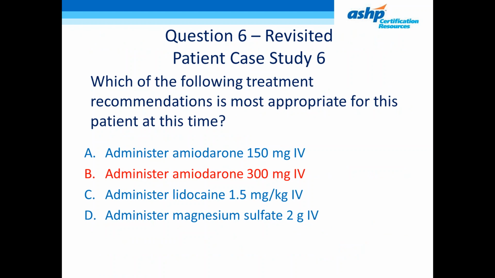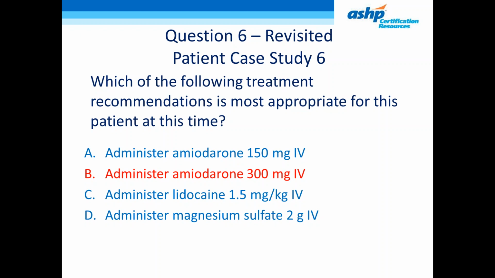Now, we said that for patients with pulseless cardiac arrest, the recommended dose is 300 milligrams IV. Therefore, option A is not correct. Amiodarone 150 milligrams IV should only be reserved for those arrhythmias that are being treated that still have a pulse. We said amiodarone is preferred over lidocaine, therefore option C would not be the preferred therapy. And then finally, this patient does not have torsades, and therefore magnesium sulfate would not be recommended. That leaves amiodarone 300 milligrams IV as the correct treatment option.